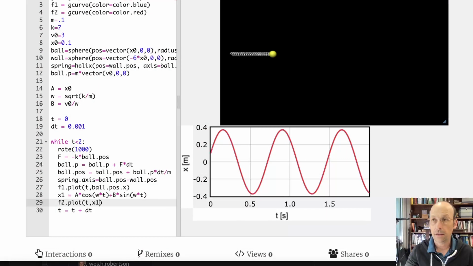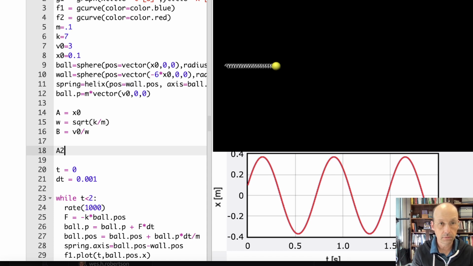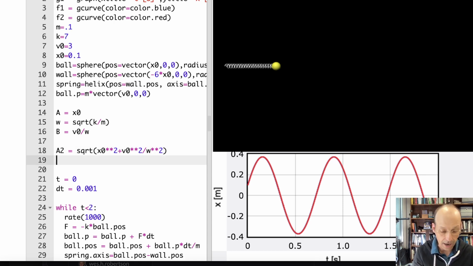Switch back into Python. Let's just call it x2, right? So I'm going to go down here. I need to calculate my new a. I guess I'll just call it a2. Let's say a2, and this is for the second solution, is equal to the square root of x0 squared plus v0 squared divided by omega squared. And then phi is going to be equal to, what did I say? Inverse cosine, arccos of x0 divided by a2.